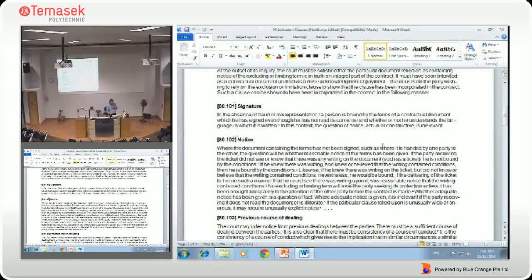Signature. Alright, so in the absence of fraud or misrepresentation, the rule is that a person is bound by the terms of a contractual document which he has signed, even though he has not read its contents, and whether or not he understands the language in which it is written. Okay? Alright, so as long as you sign, you're bound.